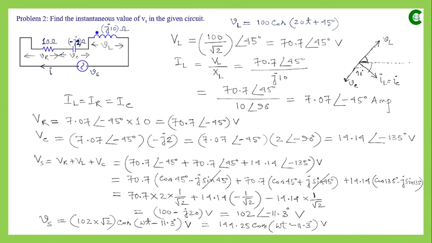So in this circuit we see that the phase difference between the reference line and the source voltage is 11.3 degrees, and the phase difference between the reference line and the supply current is 45 degrees. That means the phase difference between the source voltage and the supply current will be 45 minus 11.3 degrees, and here we can see that the net current is lagging the supply voltage. So the net effect of this circuit will be inductive.